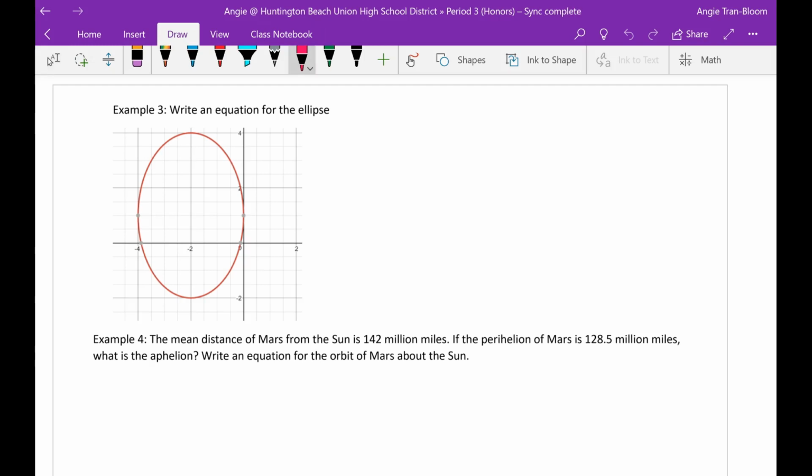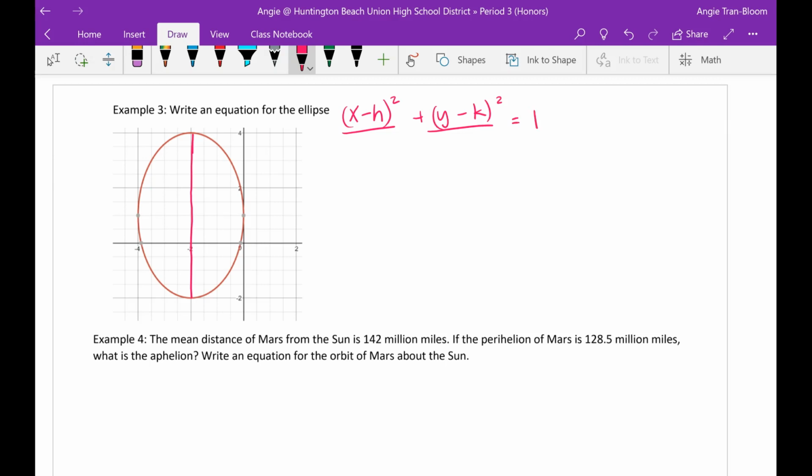So first we have to identify the major axis. The major axis is parallel to the y-axis. What does that really mean? It means that I want to start with an equation of (x minus h) squared over something plus (y minus k) squared over something. It's either a squared or b squared, always equals 1.